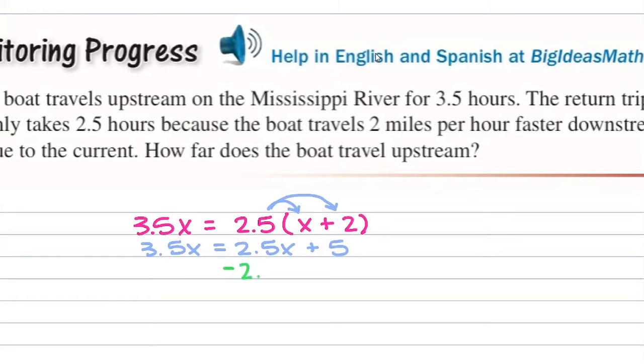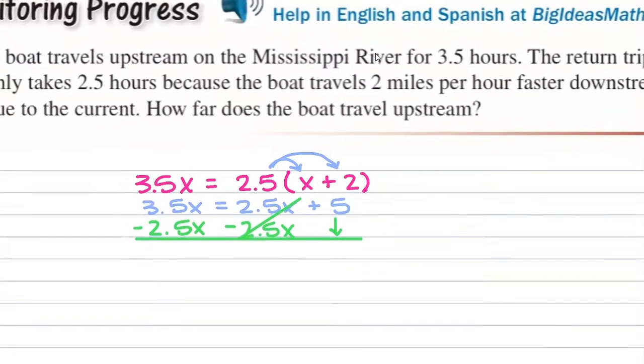I'm just going to subtract the 2.5x from each side. These are going to cancel. My 5 drops down. I get 1x is equal to 5. So x is equal to 5. It asks us for the distance. x is not the distance. The distance is that 3.5 times x, or the 2.5 times x plus 2.